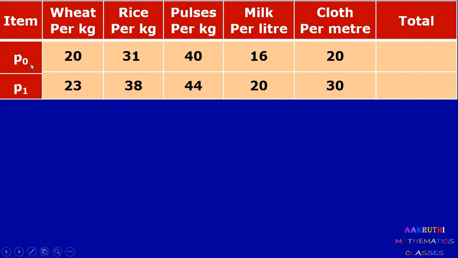Now here we denote the base price by P0 and the current year price by P1. We add all the base prices: 20 plus 31 plus 40 plus 16 plus 20. It is 127, so summation of P0 is 127. Similarly, we add all the current year prices: 23 plus 38 plus 44 plus 20 plus 30. It is 155, so summation of P1 equals 155.